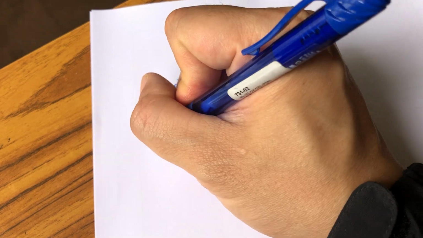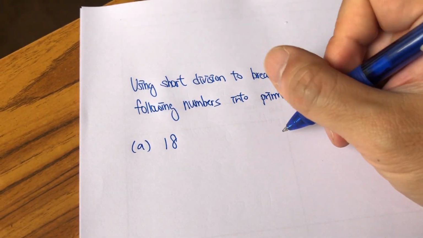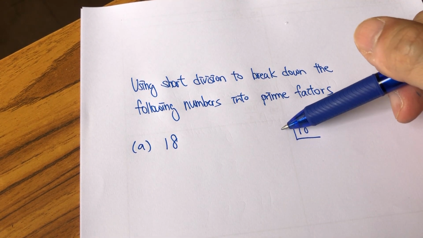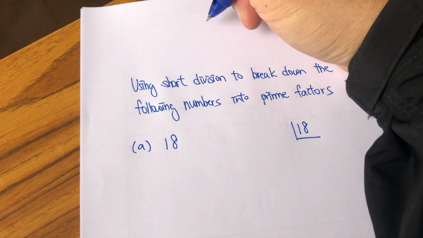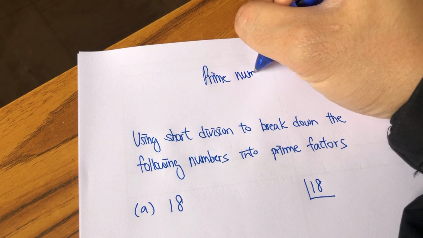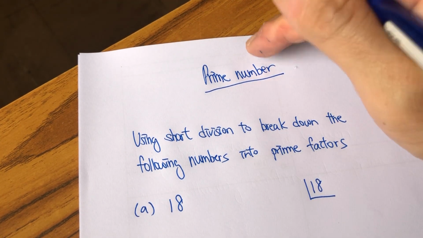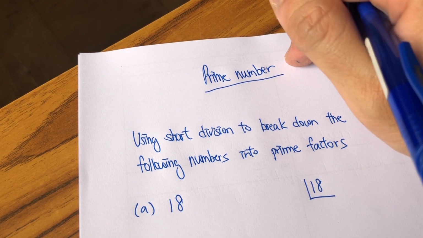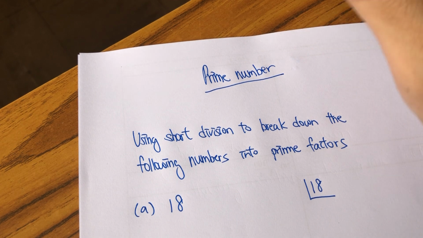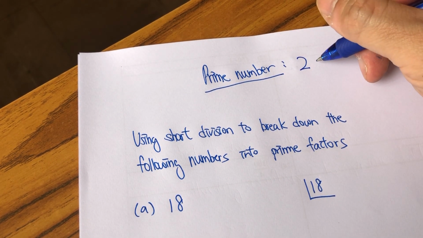So first of all, let's try to break down the 18. Remember how to break it down using short division? First of all, we have to think of a prime number. Prime number. So what are prime numbers? Prime numbers are the numbers that could be divided by 1 or itself, no any other number else. So the smallest one is 2 by definition.